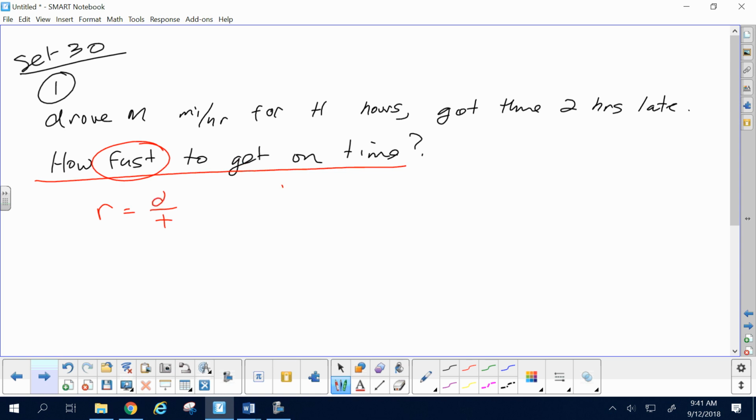Well, let's find the distance. They don't specifically give it to me. So that's unfortunate, but maybe we can get it. It says she drove M miles per hour for H hours. Can I find the distance from them? Yeah, the distance is rate times time. In the trip they did, what was the rate? M. What was the time? H. So what was the distance? MH. Okay, so the distance of the trip is MH.